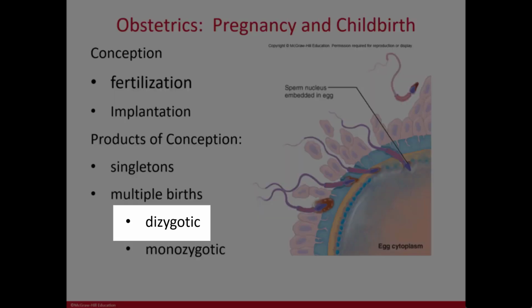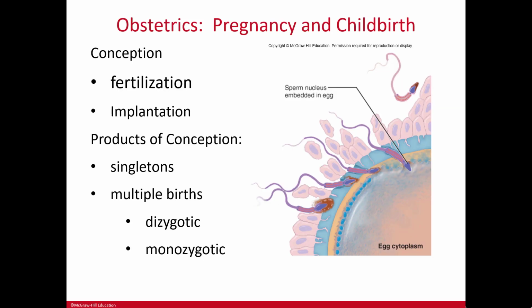Dizygotic twins result from the release of two eggs from the ovaries that are fertilized by two separate sperm. Remember, the prefix di means two. The twins can be different sexes and are only as genetically similar as any other siblings would be.